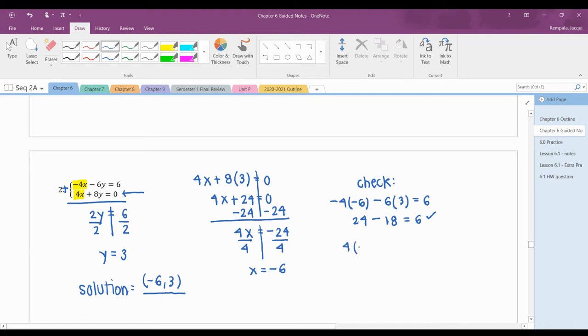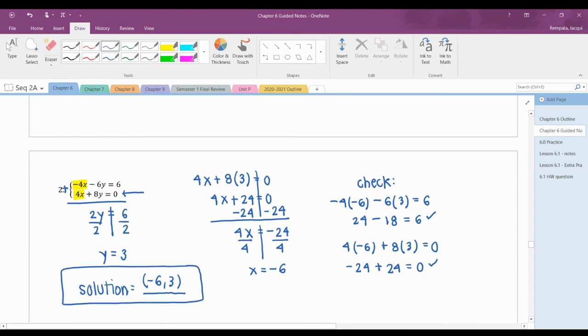We'll have 4 times our x, which we once again think is negative 6, plus 8 times y, which we think is 3, and we want that to simplify to 0. Well, 4 times negative 6 is negative 24, plus 8 times 3 is 24. Negative 24 plus 24, that will get us 0. So we checked, and this does work out. This is our solution.